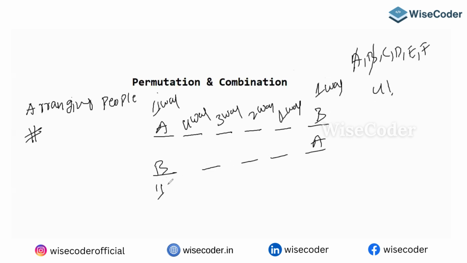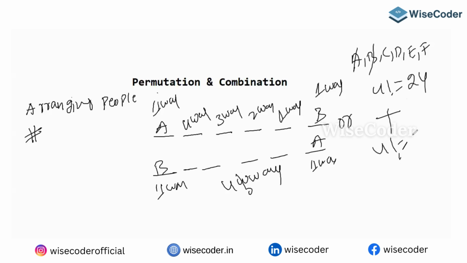Here also this is 1 way, and this is also 1 way. So again there are 4 factorial ways, which means this arrangement or the other arrangement will come into the picture. So what is 4 factorial, guys? 24. OR means plus, again 4 factorial, which is 24. So 24 plus 24 will give you 48 ways.